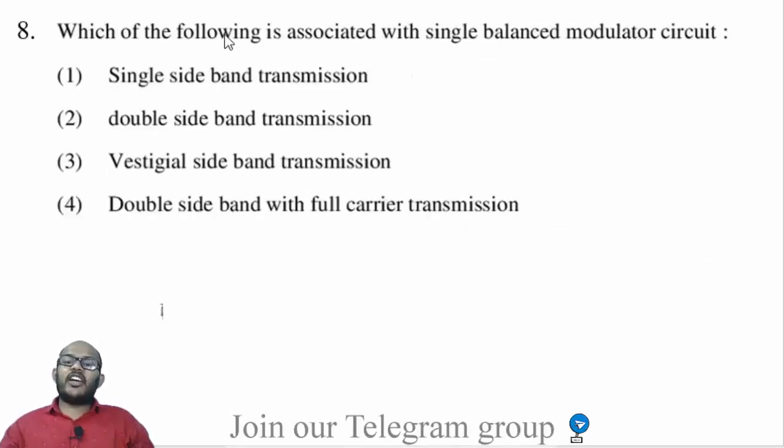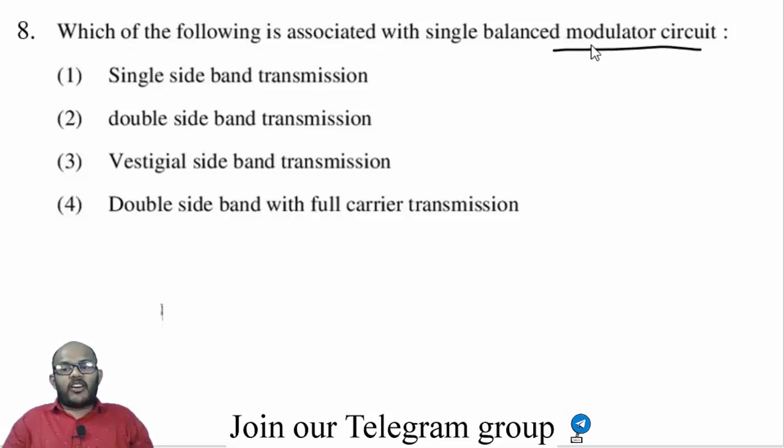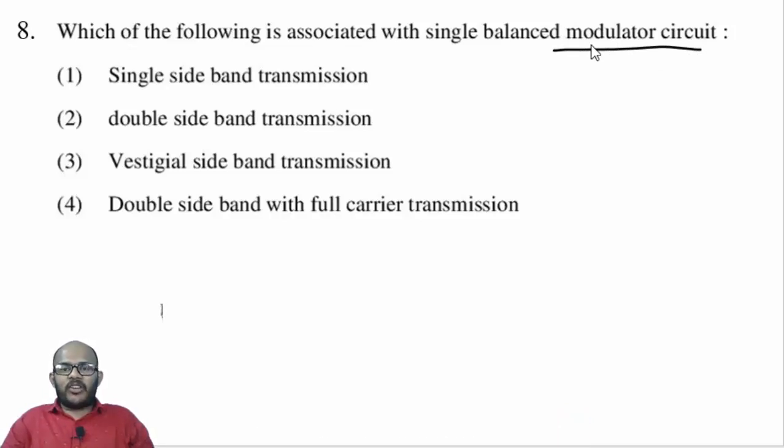Moving on to 8th question, which of the following is associated with single balanced modulator circuit? We know that in a balanced modulator, you will be having two inputs. The first one is message signal and the second one is c of t, nothing but the carrier signal. Hence you will be getting a modulated signal. So in the case of double sideband suppressed carrier, nothing but double sideband transmission, we are going to make use of a balanced modulator. Hence the suitable option that is going to follow is option 2 is correct.